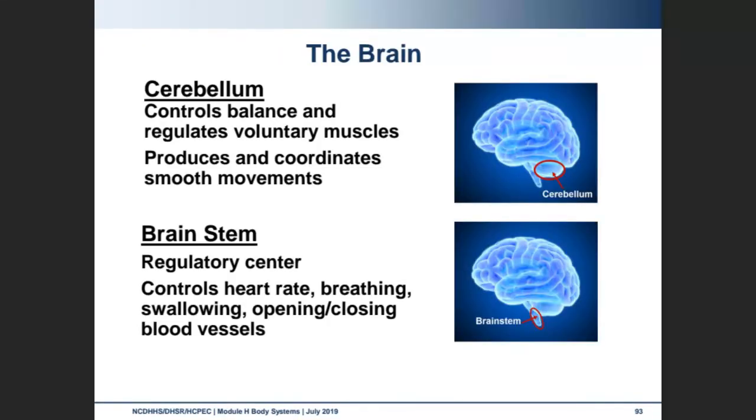The cerebellum controls balance and it regulates our voluntary muscles. So it produces and coordinates smooth movements. Our brainstem is our regulatory center. It's really important. It controls heart rate, breathing, swallowing, and the opening and closing of our vessels. So if someone's brain dead, you've heard that term before, these involuntary things aren't happening involuntarily anymore.